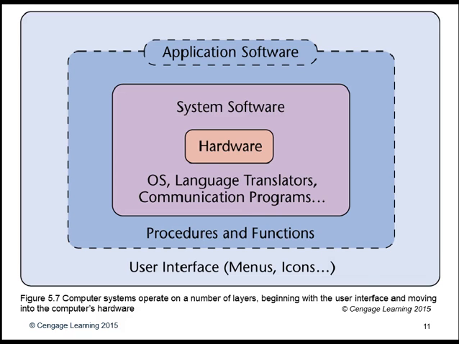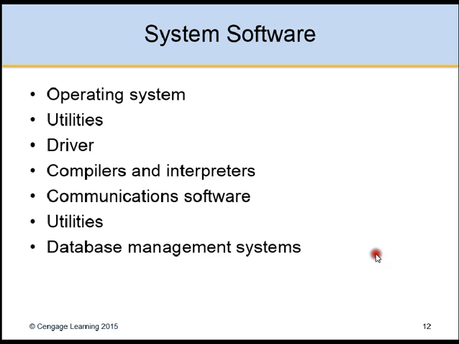And here we see the various layers that are in a typical computer platform: user interface, procedures and functions, operating system, language translators, your system software, and then the hardware. Operating systems must manage the system by allocating hardware resources to applications.